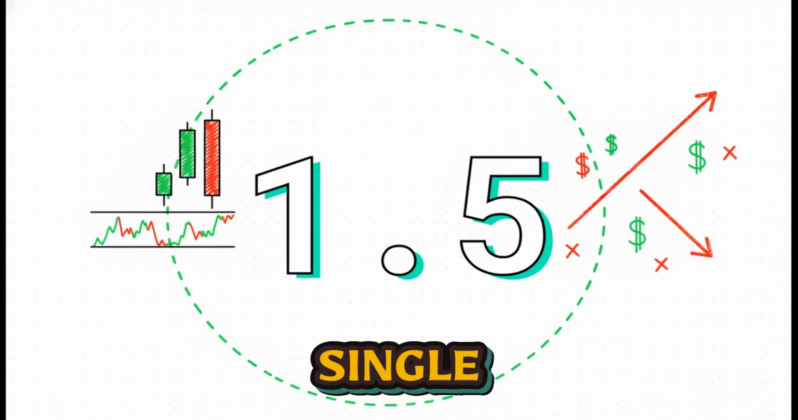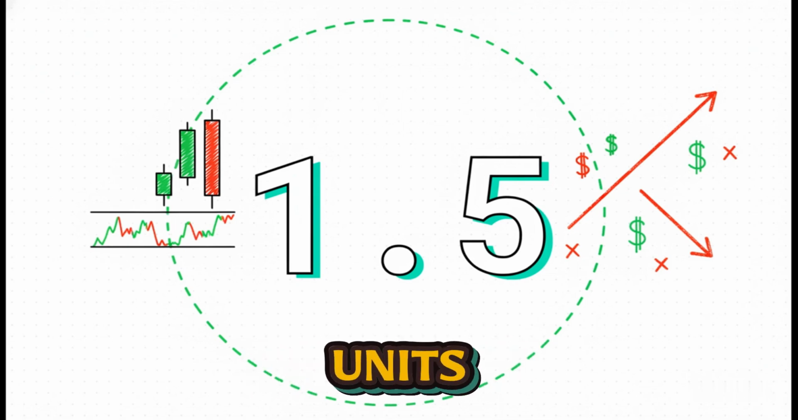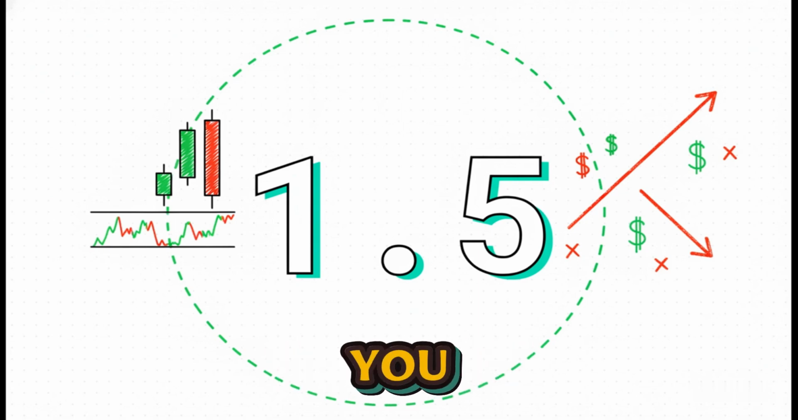1.5. This single number is your golden rule. For every single unit of risk you take on a trade, this minimalist system rigorously demands a minimum of 1.5 units of reward. If you can't logically map out that ratio on a setup, you simply walk away. You do not take the trade.